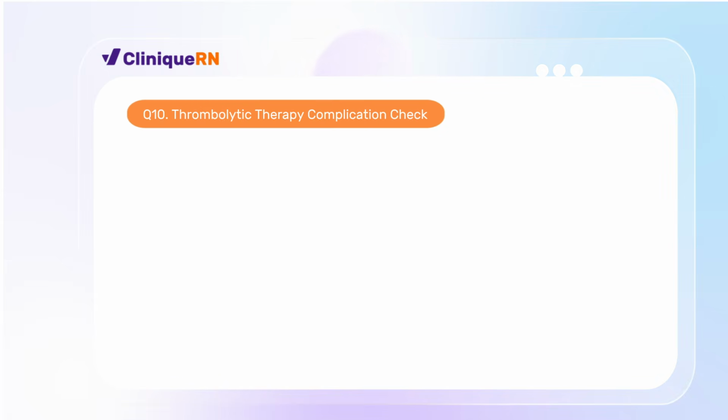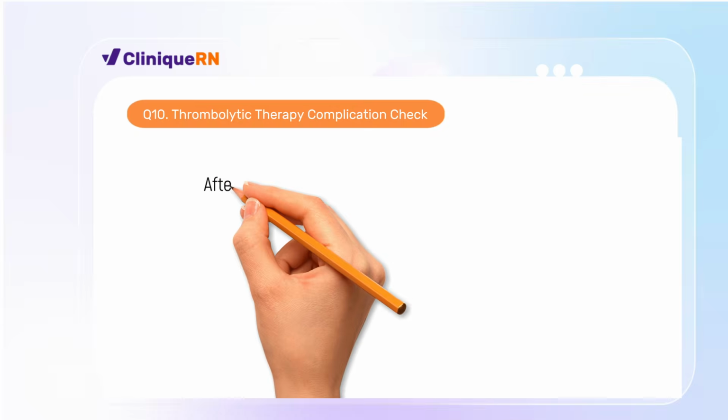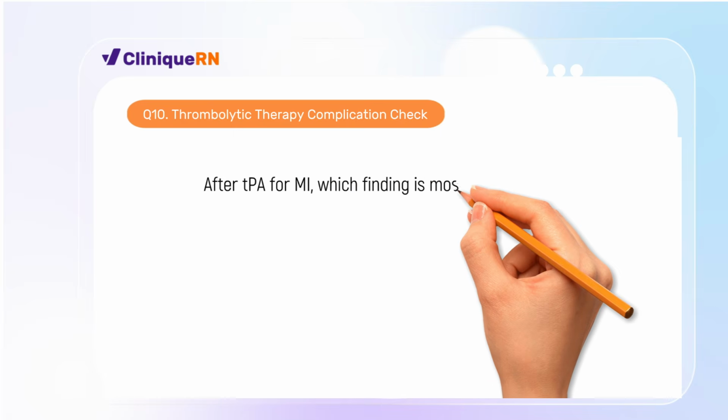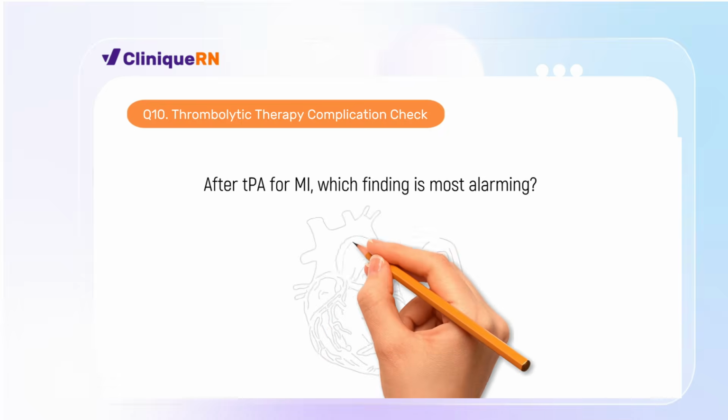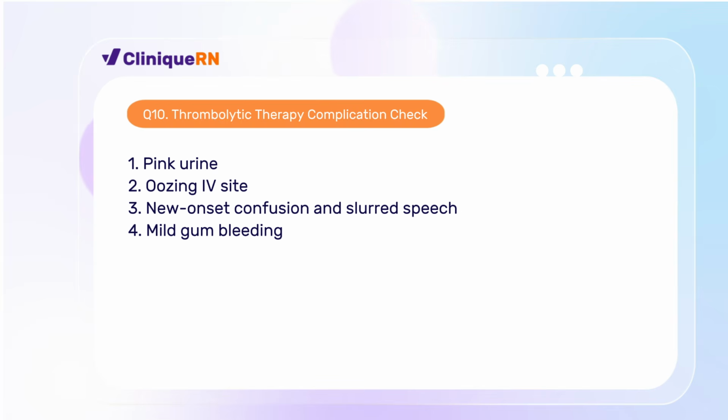Question 10. Thrombolytic therapy complication check. After TPA for MI, which finding is most alarming? 1. Pink urine. 2. Oozing IV site. 3. New onset confusion and slurred speech. 4. Mild gum bleeding.